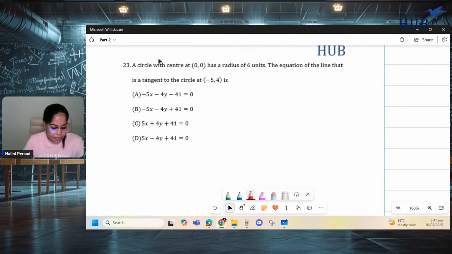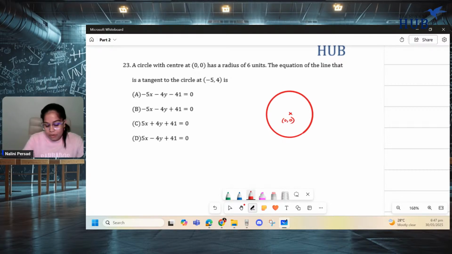Question 23. It's a circle with center at 0, 0 and has a radius of 6 units. The equation of the line that is at tangent to the circle at negative 5, 4. So whenever I see a question like this, my instinct is to always draw a diagram. Pure math is also about picturing what it is that the question is saying.